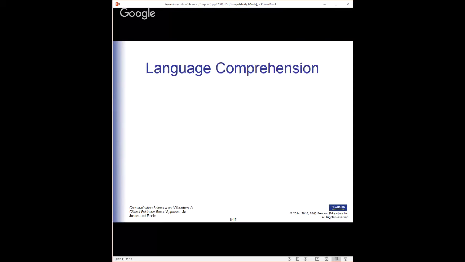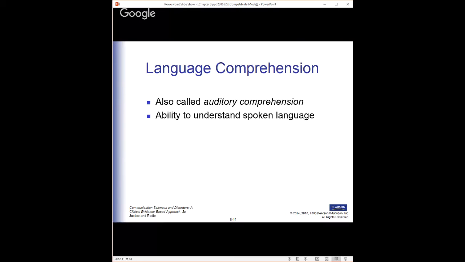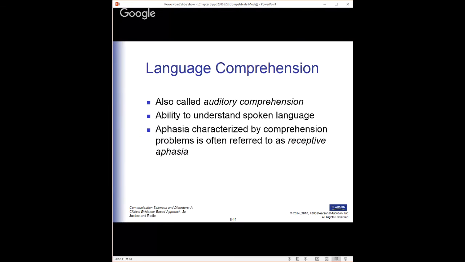In language comprehension, also known as auditory comprehension, it's the ability to understand spoken language. And aphasia characterized by comprehension problems is often referred to as receptive aphasia.